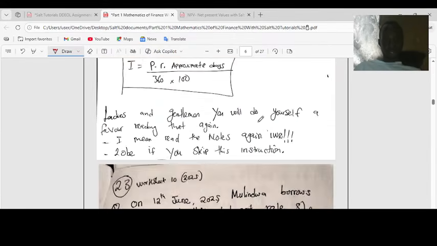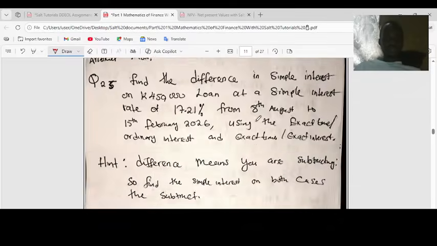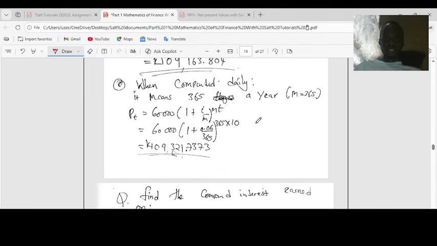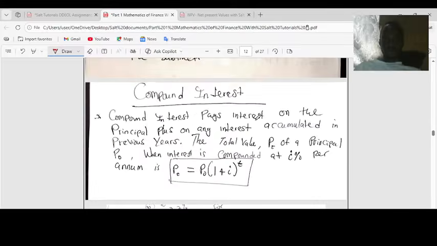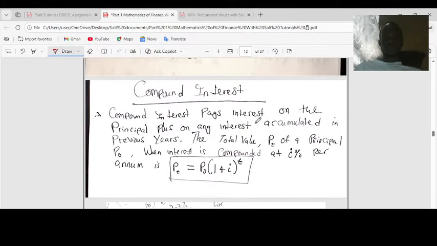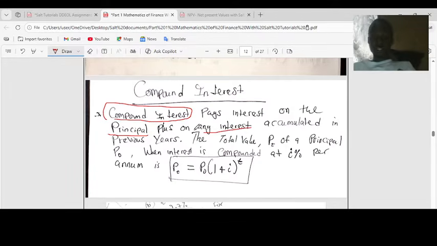When you look at compound interest here, this one pays interest on the principal plus any interest accumulated in previous years. So the difference between simple interest and compound interest: simple interest is calculated on just the principal.